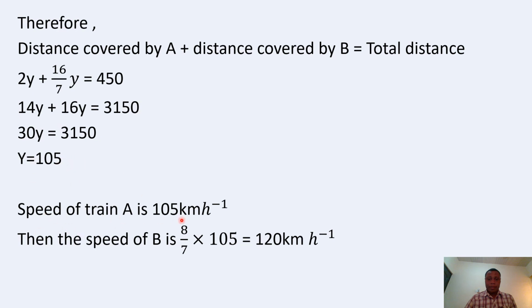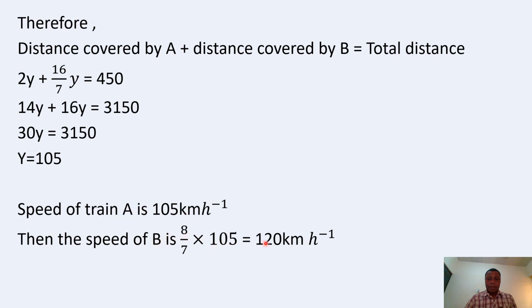Now that 105, as we already know from the first step, represents the speed of train A. That means the speed of train A is 105 km/h. Now how do we get the speed of B? It's very simple. We just multiply the fraction 8/7 by the speed of A, which is 105. That gives us 120 km/h. You can see that 120 km/h is higher than 105. That means train B is faster than train A.